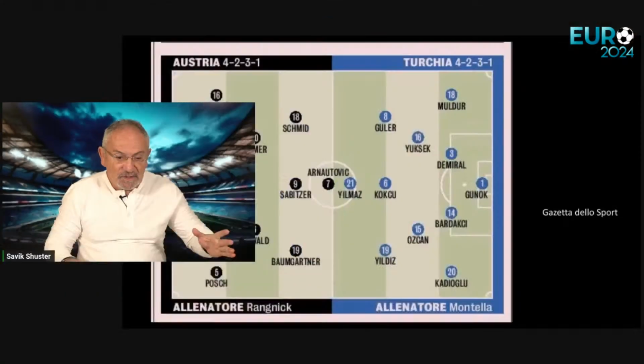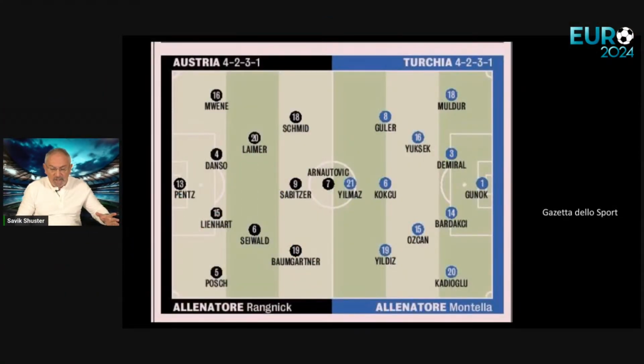The second game is really a thriller, because Austria-Turkey, besides the fact that Turkey is missing its leader, Hakan Çalhanoğlu, and they're missing their central defender, Samet Akaydin, we have a hypothetical formation of that game.